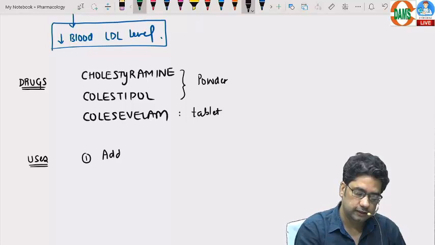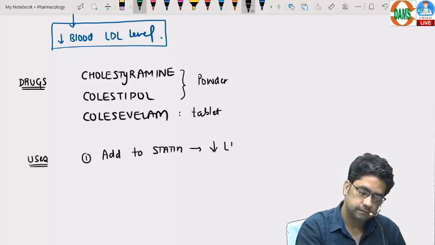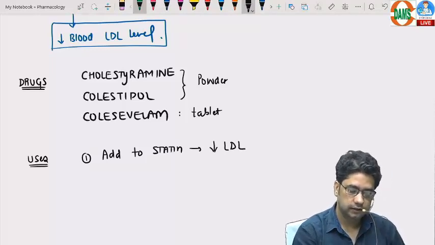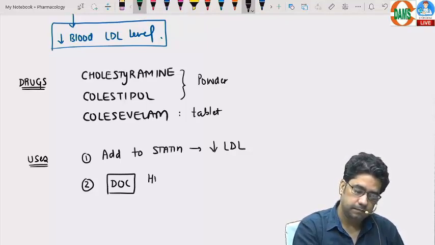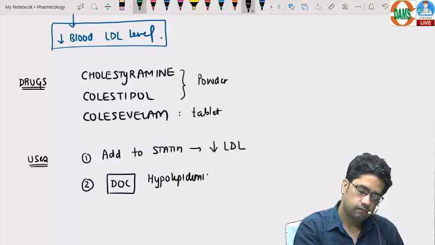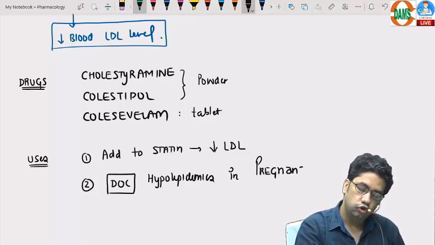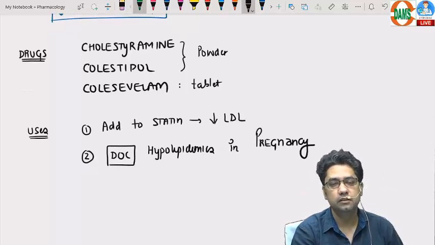Add on to statin to decrease lipid level. Second, they are the drug of choice as hypolipidemic drug in pregnancy. In pregnancy, no other hypolipidemic drugs we give.